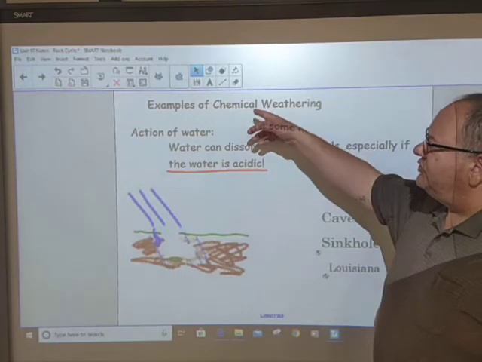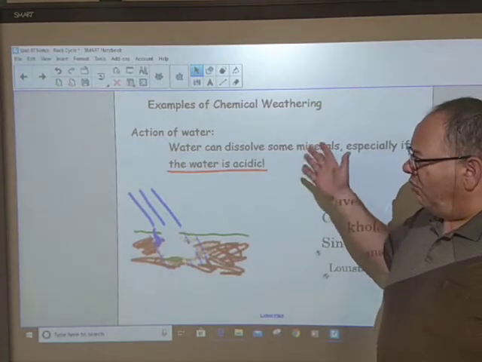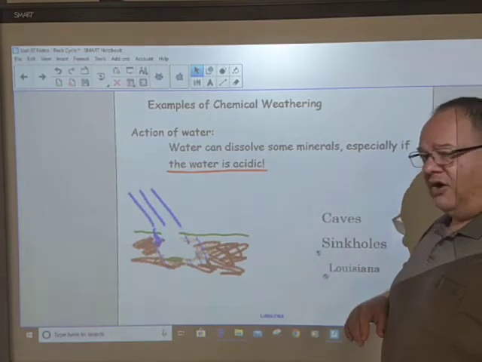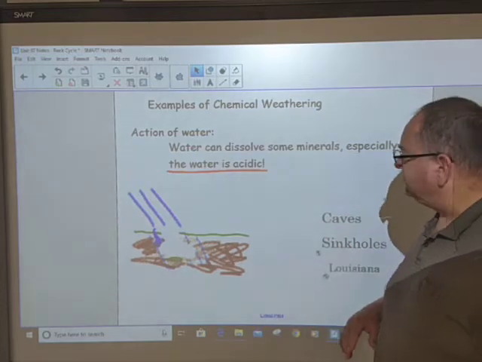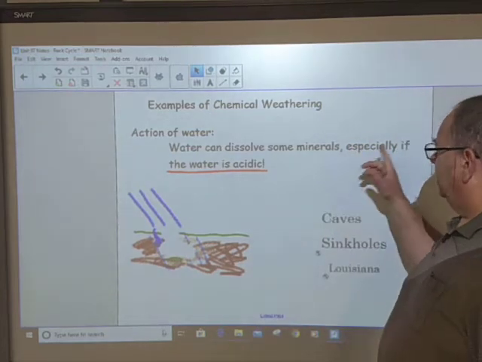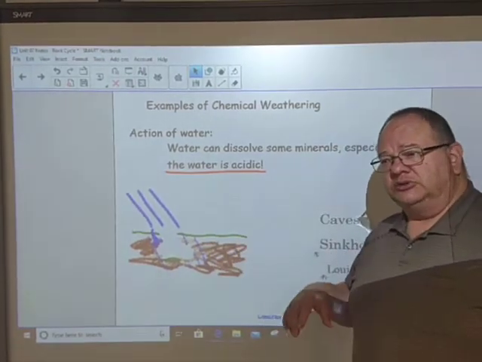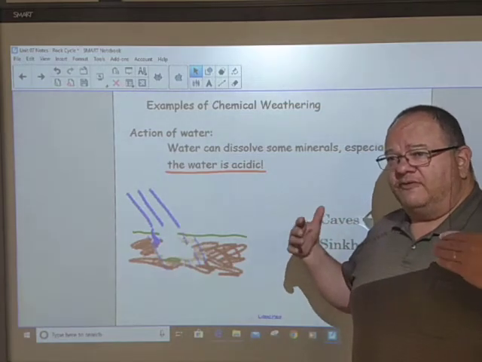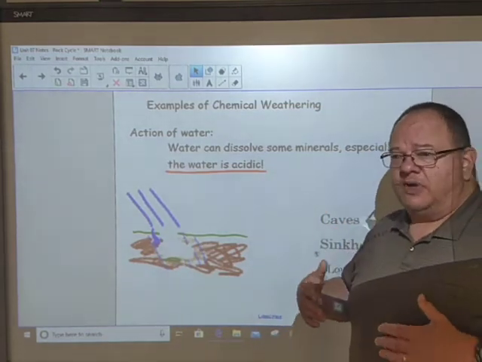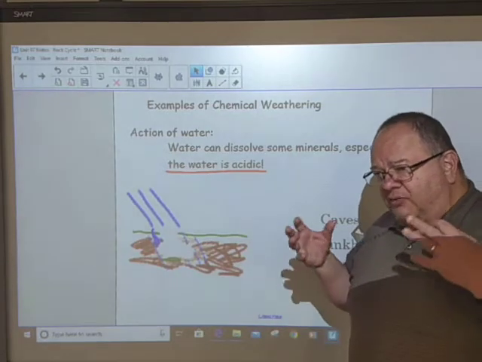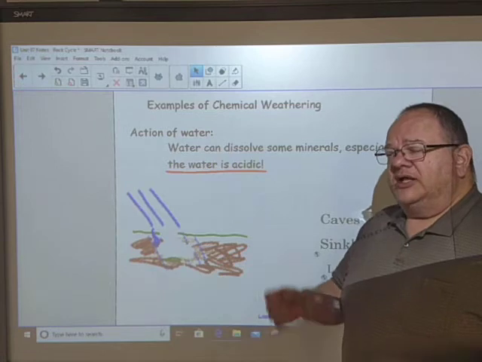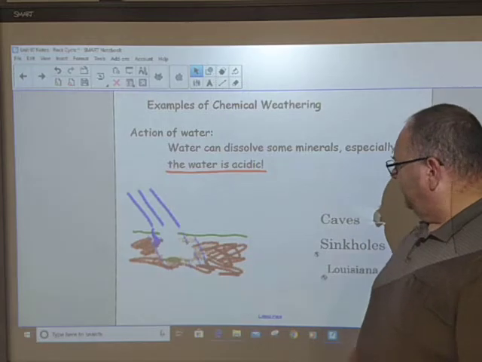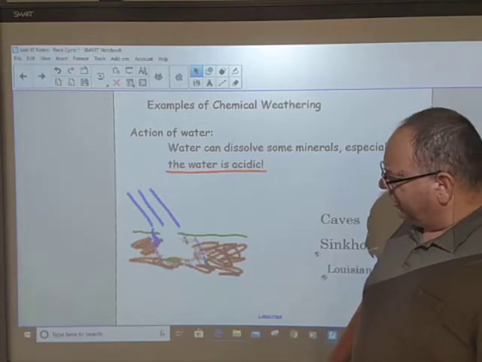So now we're going to move to chemical weathering a little bit. And so water can dissolve some minerals. Not all minerals, some minerals. Especially if the water is a little bit acidic. So, acid rain. Okay, if you have rain falling downwind from an industrial area, that rain that's falling is going to be a little bit acidic. And so as that rain now seeps through the ground, it can dissolve minerals. This picture is not very good.